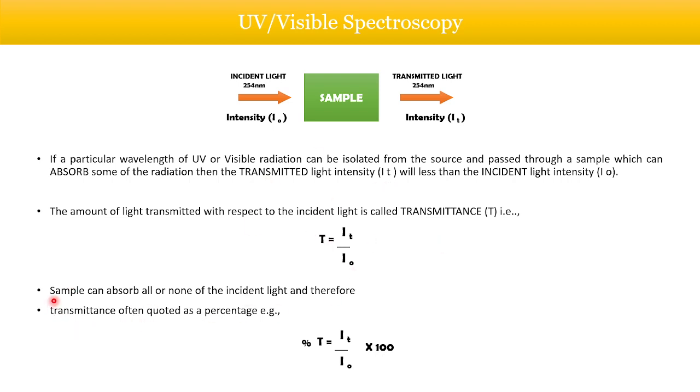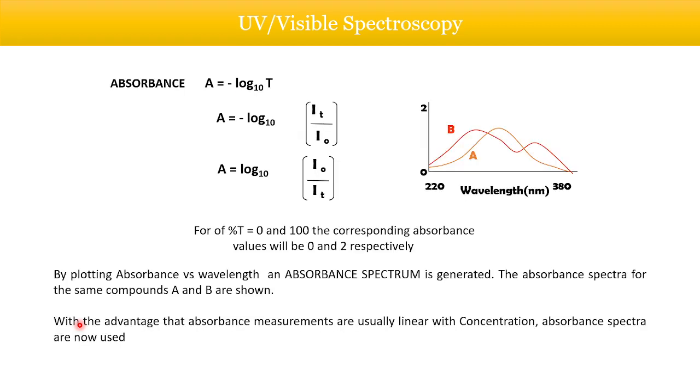And now the sample can absorb all or none of the incident light as well. So it can absorb the entire light, or it can take up no light. There are also some substances which do that. And when we are calculating this transmittance in terms of percentage, percentage transmittance equals your transmitted intensity divided by your incident intensity into 100.